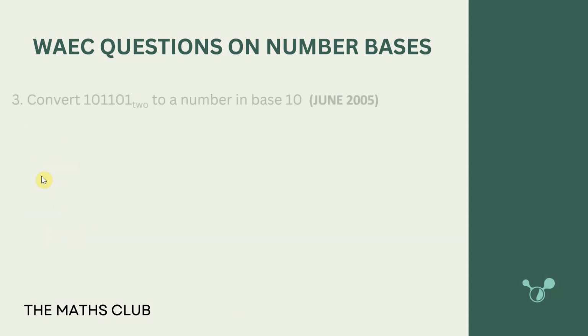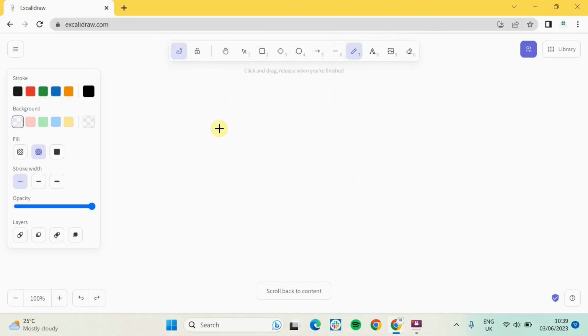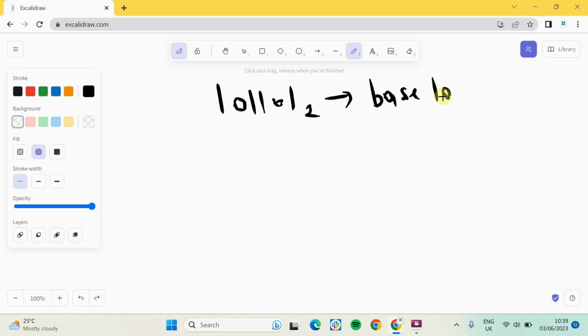Now let's solve the next question. So this is taken from 2005 in June. So it says we should convert 1 0 1 1 0 1 in base 2 to a number in base 10. Right, so let's go. 1 0 1 1 0 1 in base 2 to a base 10, right? I encourage you that you pause the video, you try to solve.